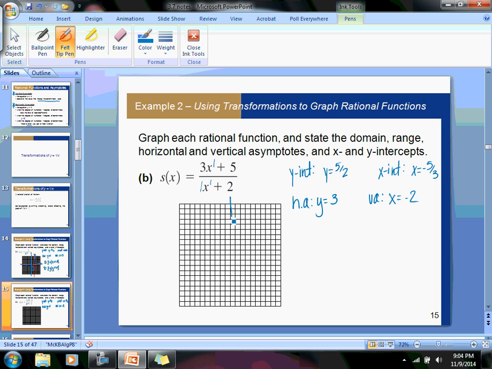So I'm going to draw in my axes. And then I will draw in my asymptotes. So I have y equals 3. Oops. 1, 2, 3. And then my vertical asymptote is x equals -2. So notice how these shifts have occurred. Okay, now I'm not at 0, 0 anymore. I'm shifted up 3 and over to the left 2. Okay, that's because of those transformation properties.